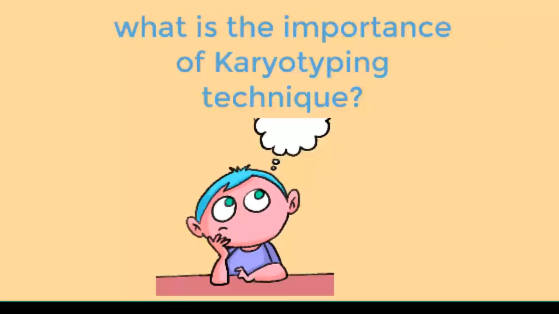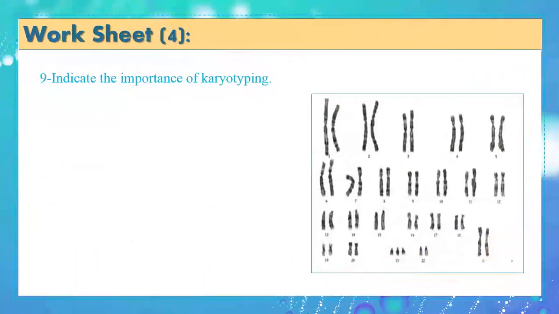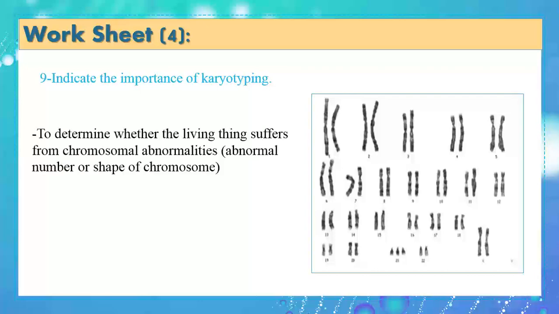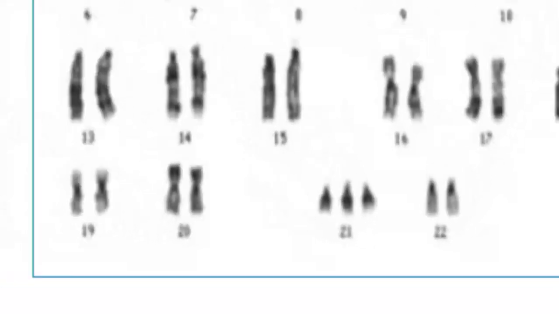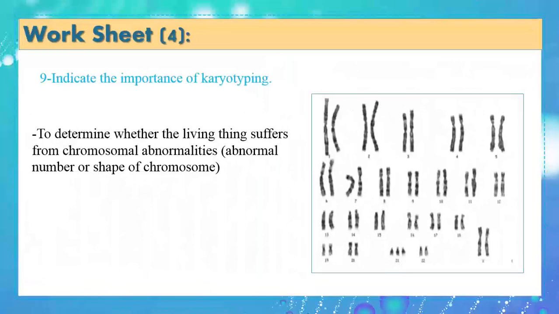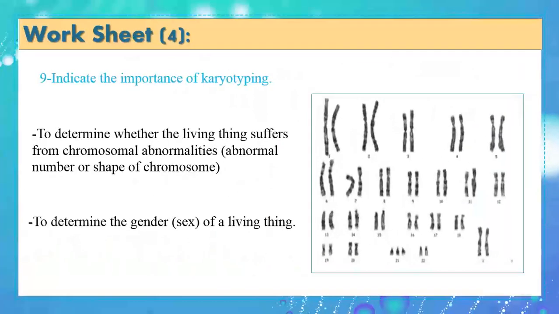Can you now answer our initial question? What is the importance of the karyotyping technique? Well, here, with looking at this karyotype, you can find that this karyotype is important in order to determine whether the living thing suffers from chromosomal abnormalities, whether in shape or number of chromosomes, and also this karyotype helps us to find the gender of the individual, whether it's male or female.